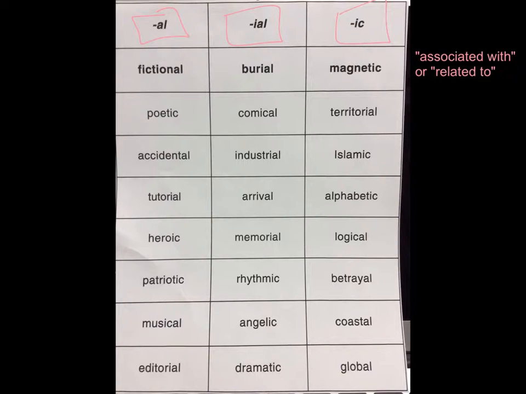word. So here, if you see the word fictional, I'll underline the base word of fiction. Fictional means it's related to fiction, and it's almost giving the noun an adjective, a describing word. Same with our word burial.